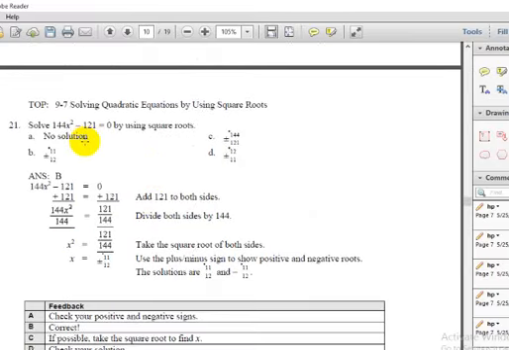Try to solve it by yourself. It's easy. Pause the video and try to solve it. I have here 121 over 144. Let's get the square root and don't forget the plus or minus. Okay, so it will be plus or minus 11 over 12, which is B.